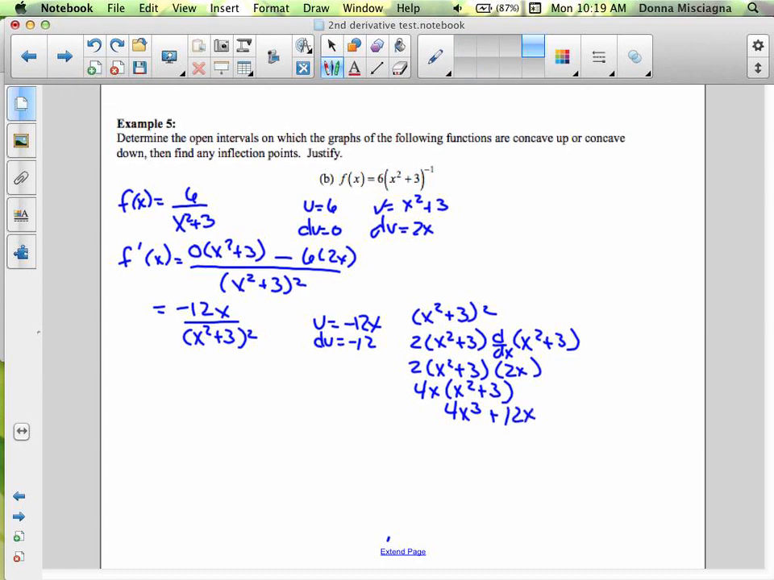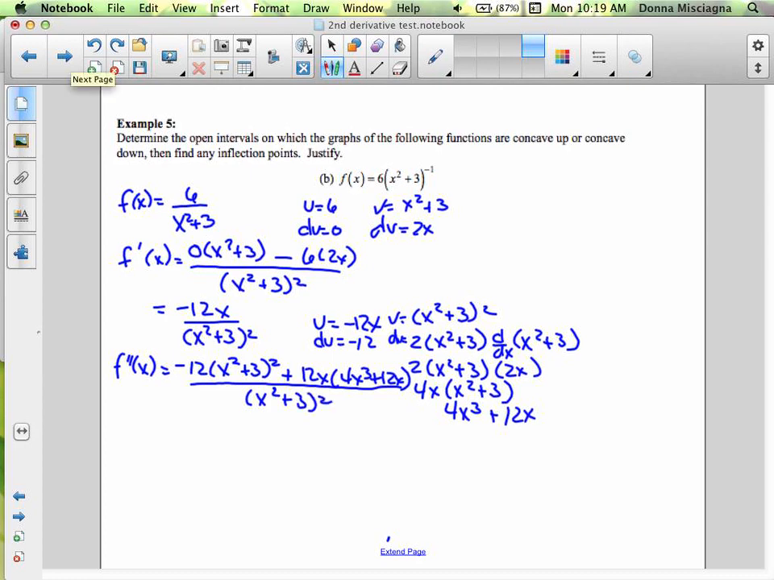That would be the derivative of the denominator. Oh, I didn't even put a v in there. So this would be dv. All right, so f double prime is going to be taking this derivative: the denominator times the derivative of the numerator. So that'd be negative 12 times (x squared plus 3) squared, minus the numerator times the derivative of the denominator. Now that's going to be a plus 12x times (4x cubed plus 12x), all over, and we're going to have to simplify this, (x squared plus 3) squared.